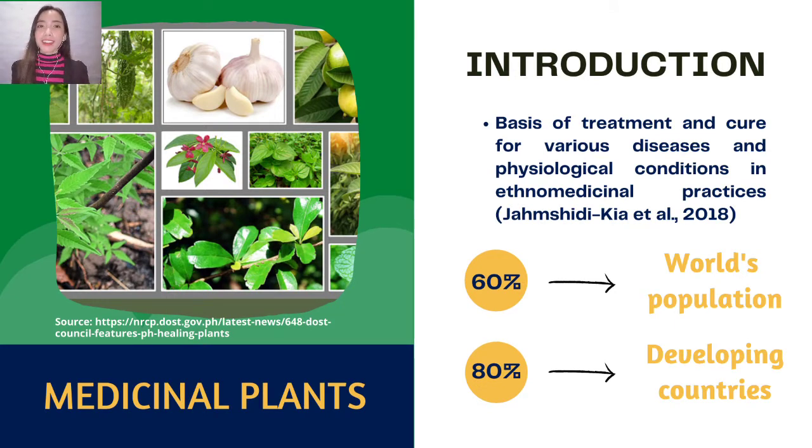So herbal medicines have been the basis of treatment and cure for various diseases and physiological conditions in ethnomedicinal practices. Currently, medicinal plants are gaining a lot of importance because of the efficacy they have been showing in traditional healing. Ethnomedicines are in demand as they are inexpensive and have much fewer side effects. The World Health Organization has accounted that about 60% of the world's population relies on herbal medicine, and about 80% of the population in developing countries rely almost on it for their primary healthcare needs.